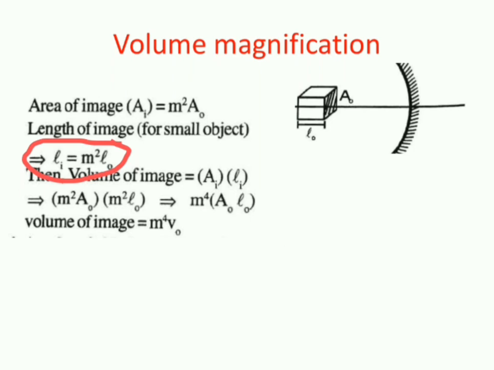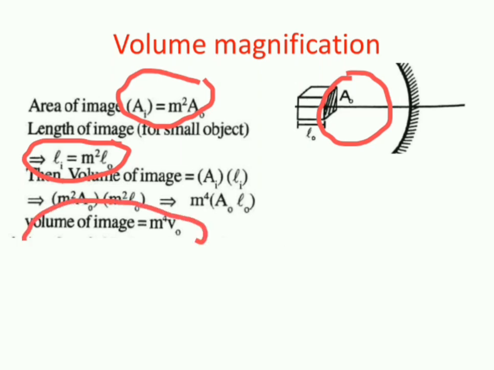Now come to this area, the shaded portion's area. If the object has an area A0, perpendicular to the principal axis, the image will have a value. What is the image area? M square into A0. So area is magnified M square times. Length is magnified M square times. What should your volume magnification now equal? Product of these two. That becomes M to the power 4. Don't make a mistake writing M cube. Magnification will be M to the power 4 times the volume of the object.